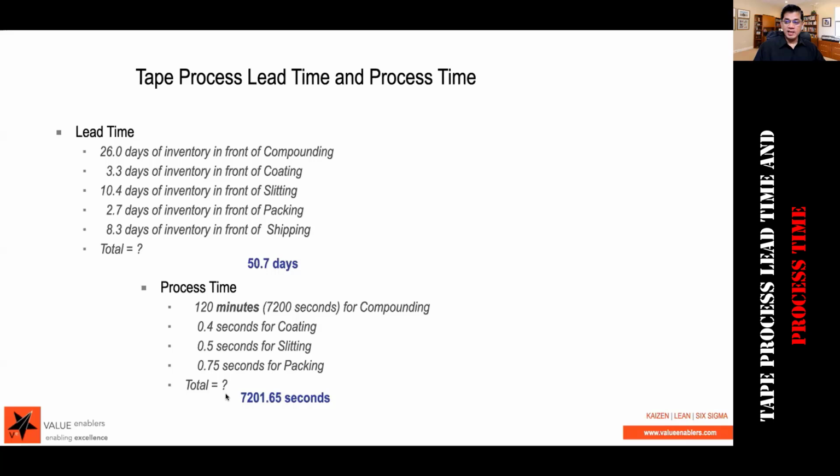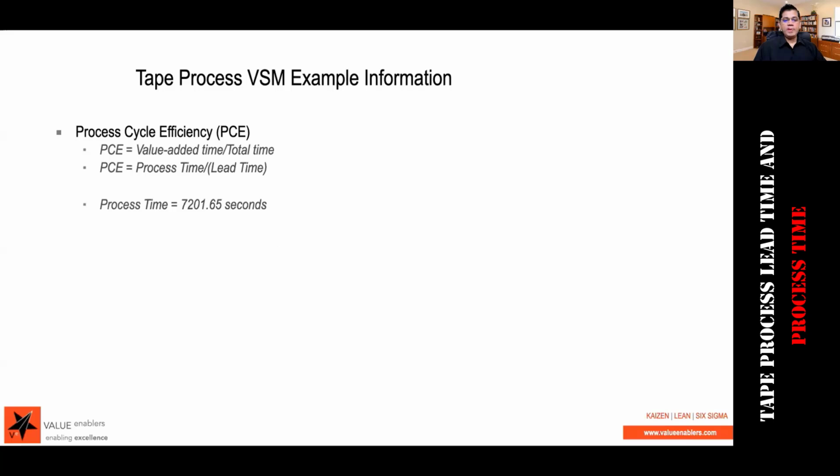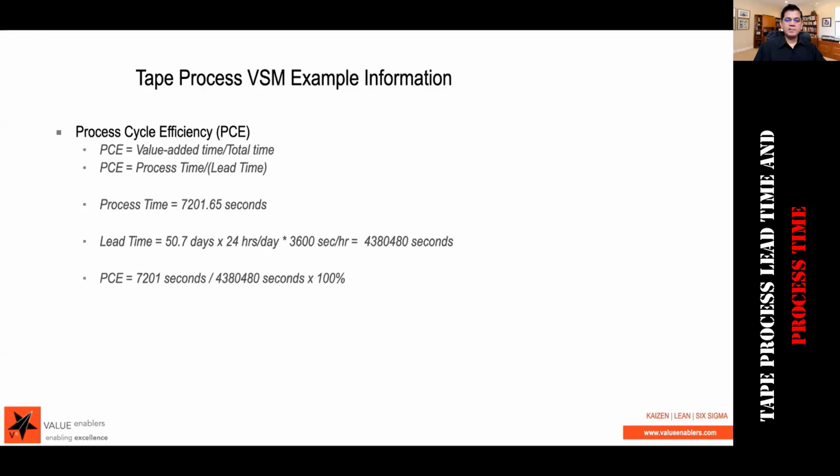Now, this process time, which we call as the sum of cycle times, it is just in few seconds, and this is in days. So process cycle efficiency is value added time by total time or process time by lead time. So this is 7201 seconds. 50 days when we convert, we get something like 43 lakh seconds. 43 lakh seconds. And so if you actually calculate, the process cycle efficiency is 0.164%.